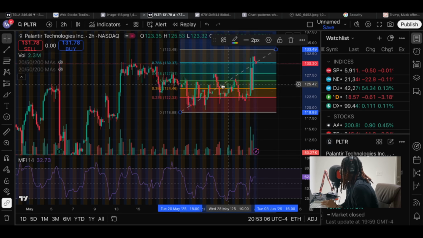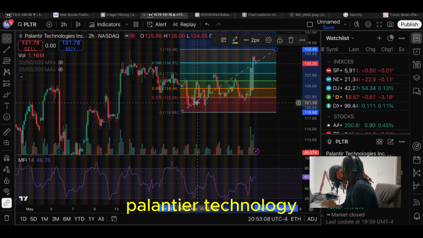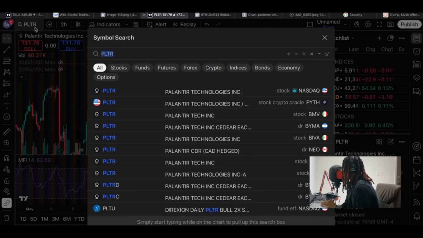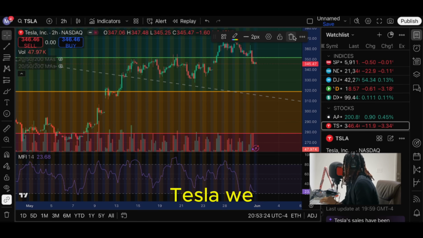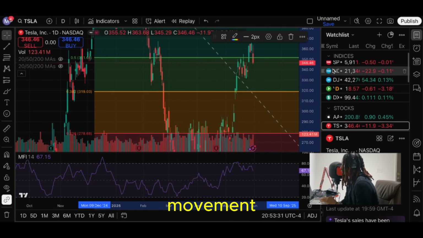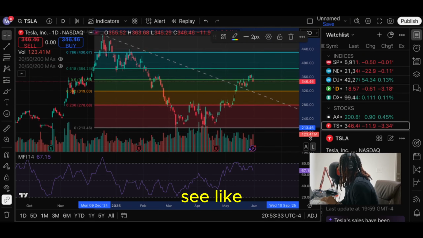So, and this is Palantir technology. I'm sorry, let me go back out to Tesla. But yeah, man, we're gonna look at Tesla. I think I got a fib on here already. I put it on my daily time frame because Tesla had a lot of movement. So we're gonna look at the fib and see some of our major levels.